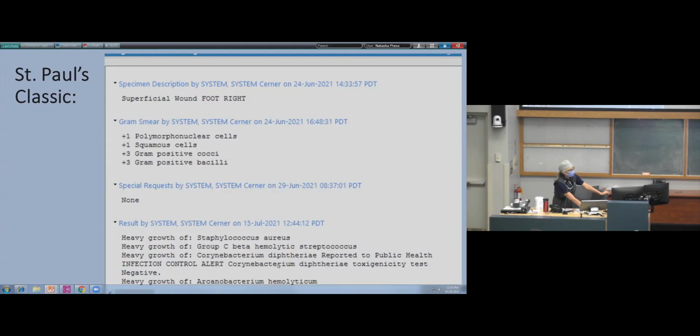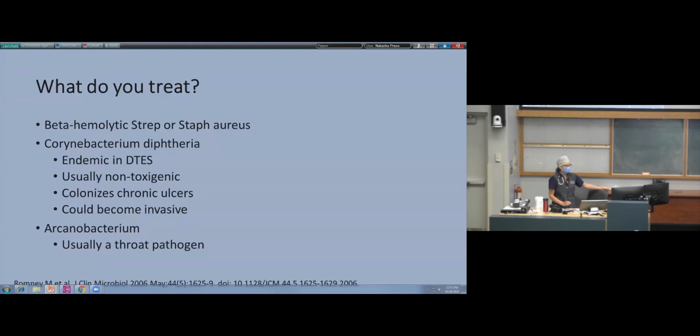Corynebacterium diphtheriae, which is automatically reported to public health, and it has a toxicity test done, and it's negative, and then Arcanobacterium hemolyticum. So when you see this in a wound, in a chronic ulcer, what do you treat? What does it mean? We did talk about beta hemolytic strep and staph being important, and that those can cause secondary skin and soft tissue infection. So we would treat those. But what about the Corynebacterium diphtheriae and the Arcanobacterium?